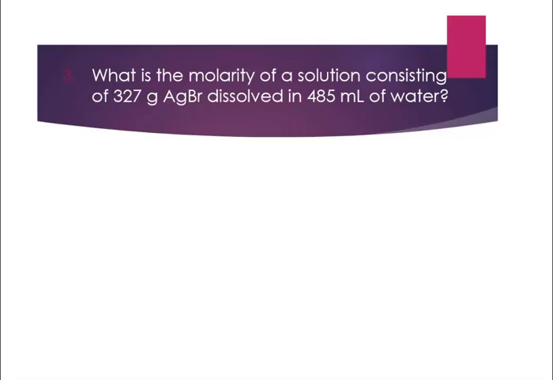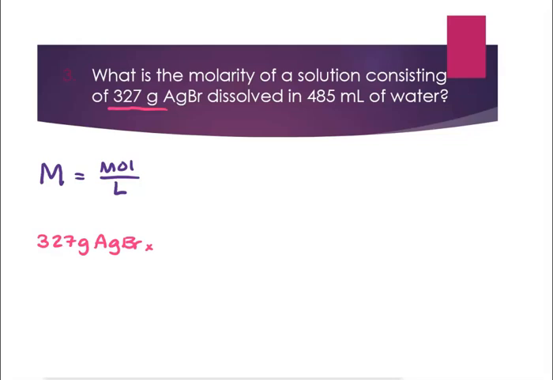What is the molarity of a solution consisting of 327 grams AgBr dissolved in 485 milliliters of water? Okay, so again, we are solving for molarity. So this is going to be moles over liters. And again, I don't have moles, I have grams. So I'm going to take my grams, 327 grams of AgBr, and I'm going to divide that by the molar mass, which is 187.77 grams. If you need a refresher on how to find molar mass, there's a video for that, so you can go back and watch that too.